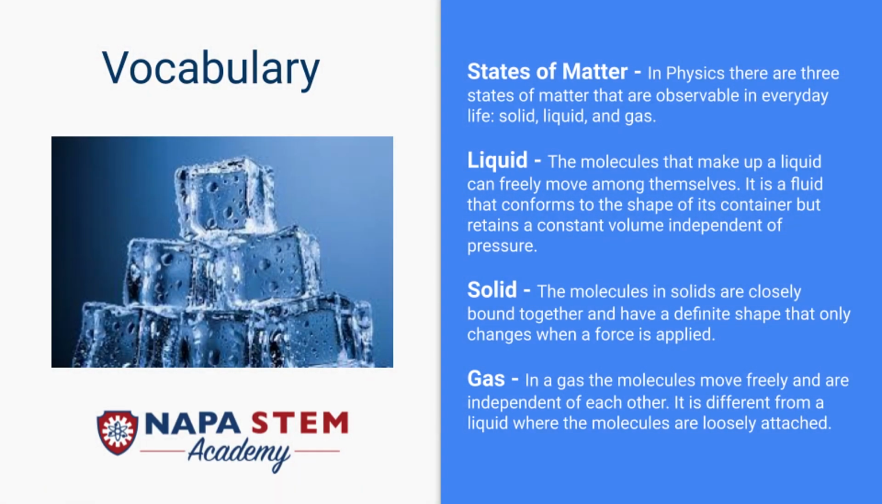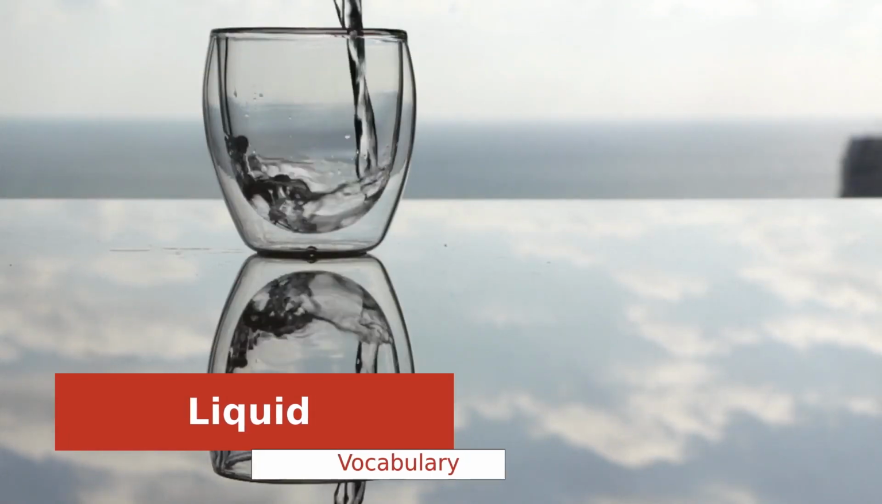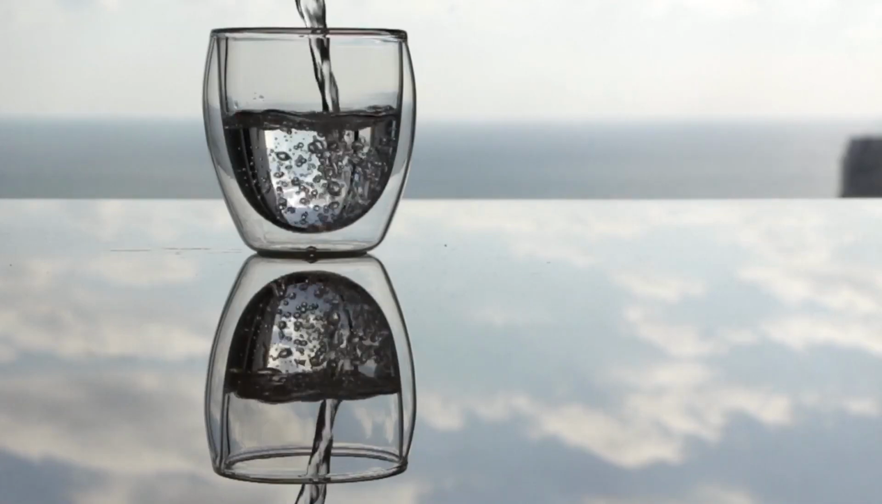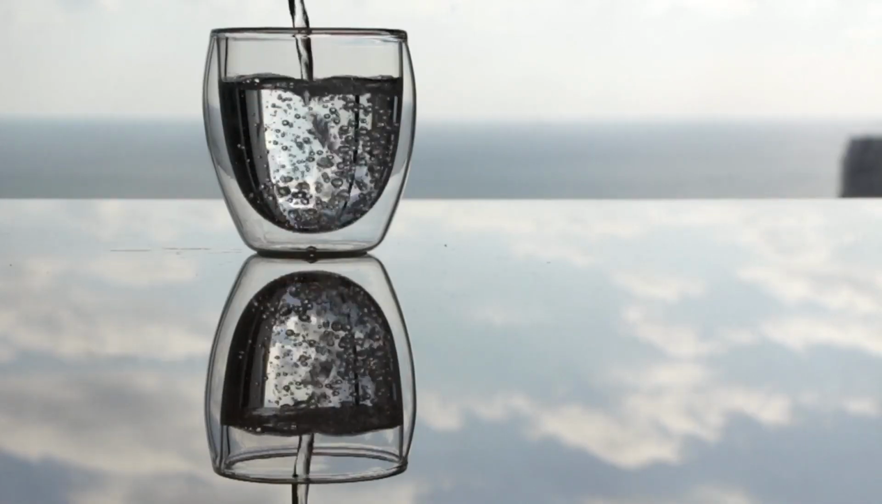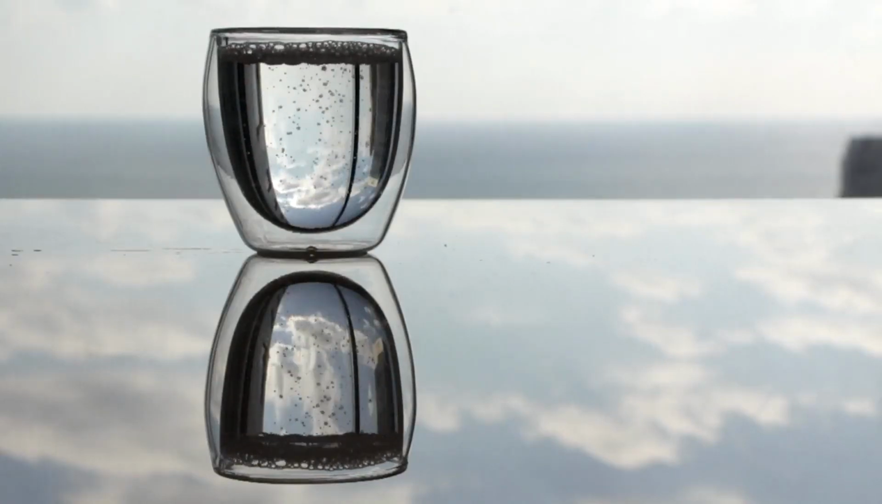When we look at a liquid, we can see that the molecules that make up a liquid can freely move amongst themselves. It is a fluid that conforms to the shape of its container, but retains a constant volume independent of pressure. An example of a liquid that we all know would be water.